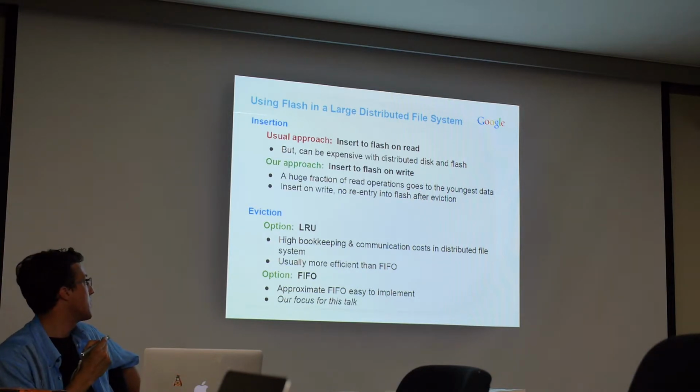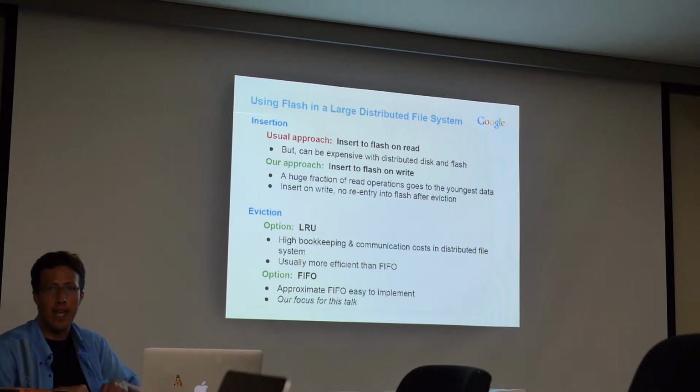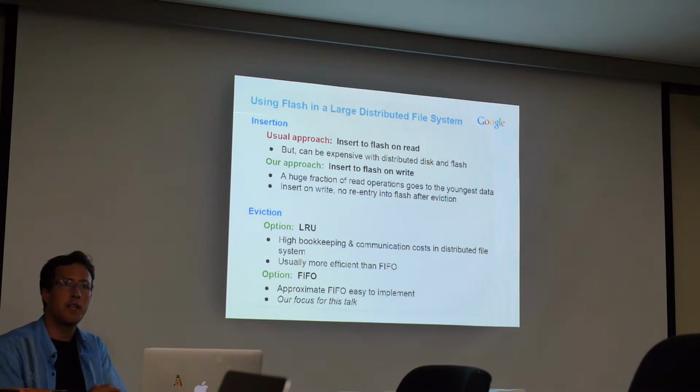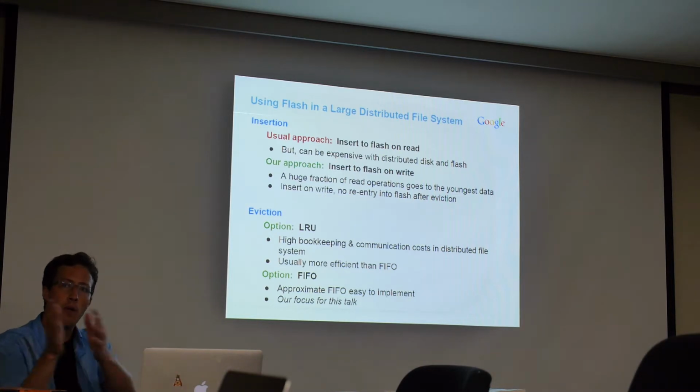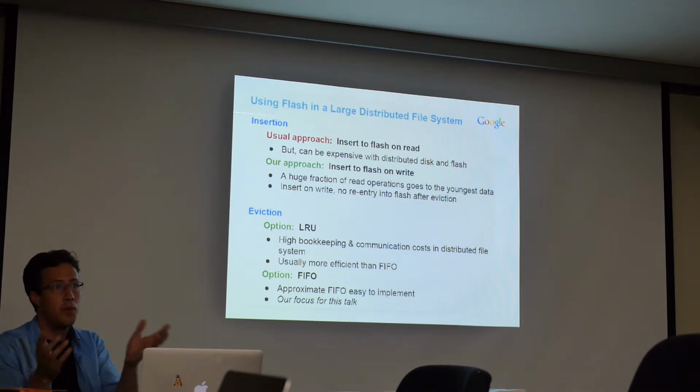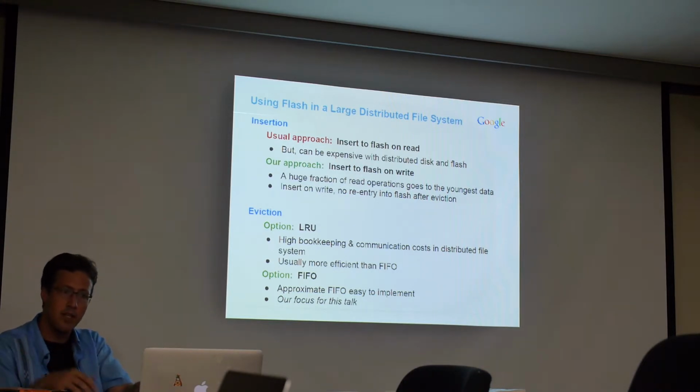We have 2 options though for eviction. We have LRU, least recently used, which has a high bookkeeping and communication cost in distributed file systems. To give you an example of why that's the case, distributed file systems like I'm talking about typically store the data either replicated or Reed-Solomon encoded. In either case, you store a file in this file system. In the replicated case, identical copies of that file will be on 3 different computers. In the Reed-Solomon case, there will be code and data chunks for that data spread across many different computers.